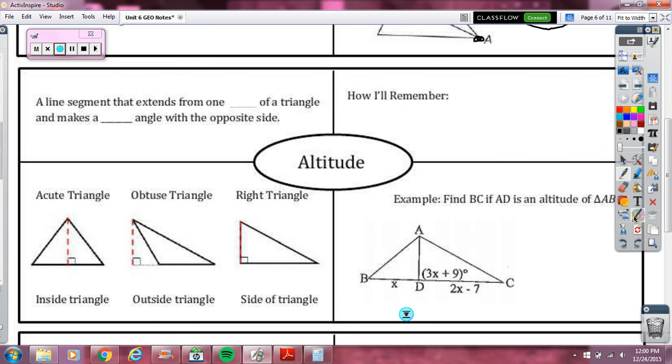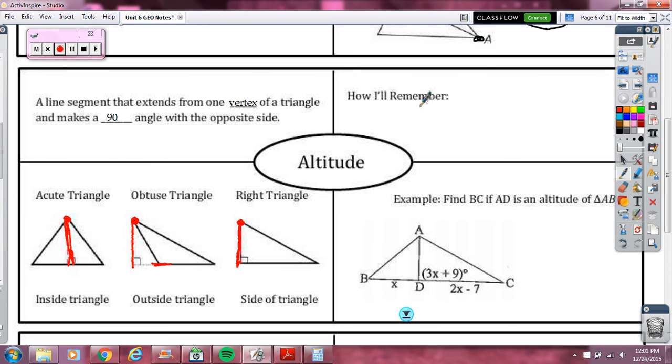Second to last one, I have an altitude. An altitude is a line segment that extends from one vertex or point of a triangle and makes a 90-degree angle with the opposite side. And what the altitude looks like will be different depending on what kind of triangle you have. So for an acute triangle, the altitude is inside the triangle. An obtuse triangle, if I pick a point and go straight down to make 90 degrees with the opposite side, that altitude ends up being outside the triangle. And then for a right triangle, the altitude actually is one of the sides of the triangle.